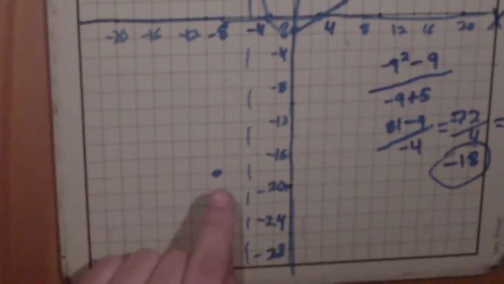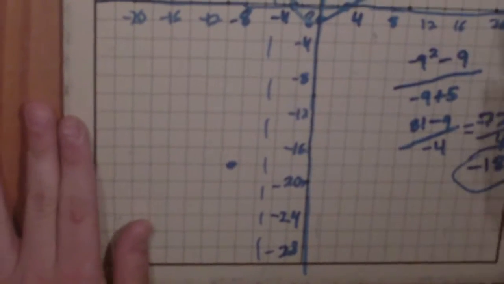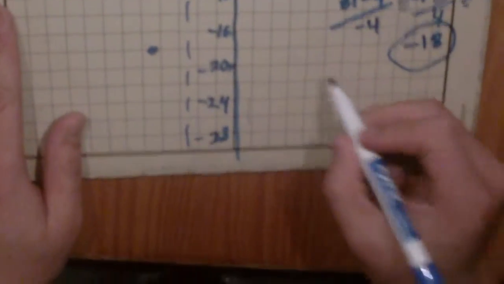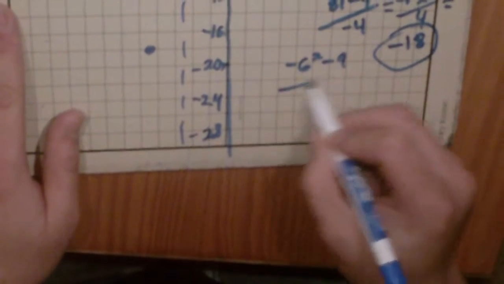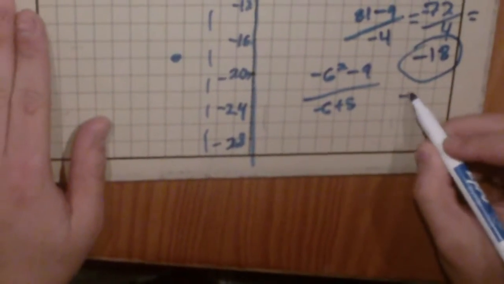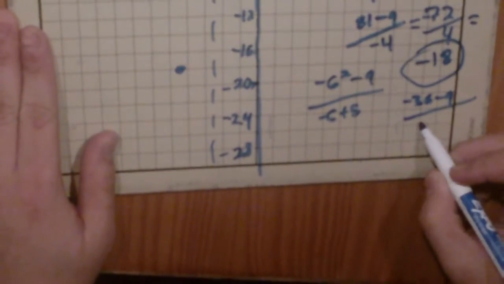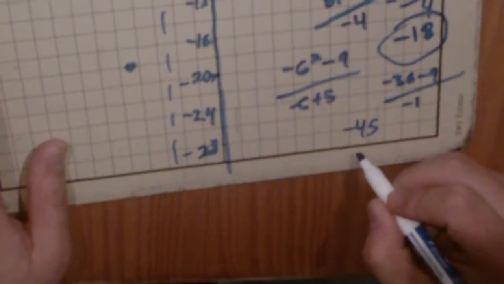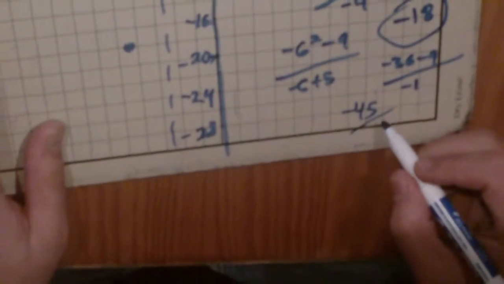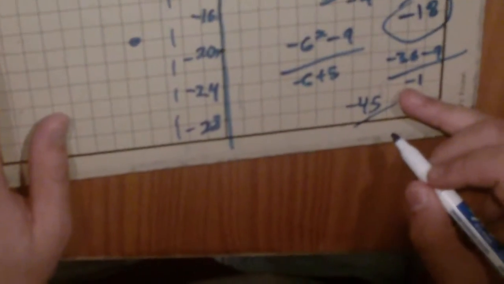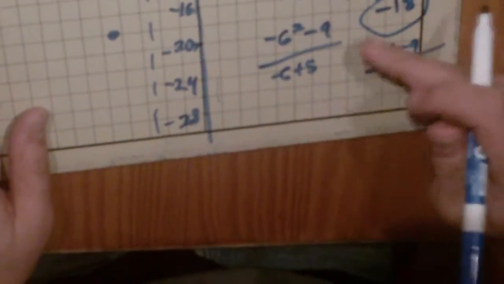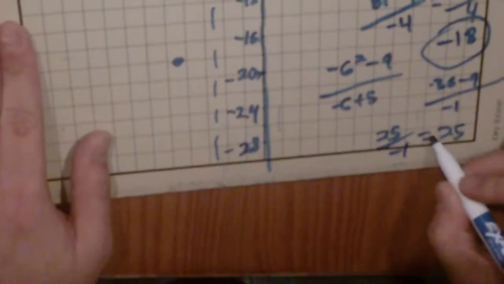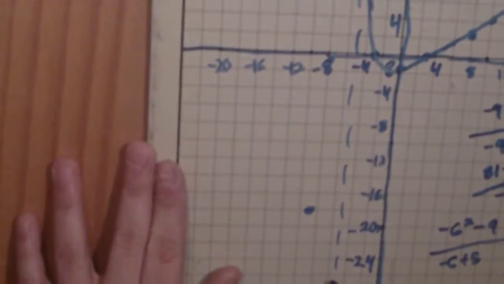Let's plug in negative 6, because that is right next to the vertical asymptote. So negative 6 squared minus 9 over negative 6 plus 5. Oh, whoops. 36 minus 9 is 27 over negative 1, or negative 27, which is right there.